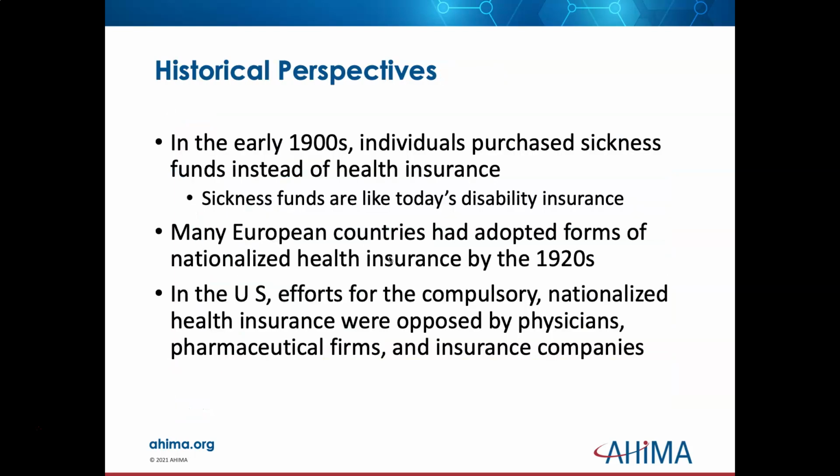Looking back at a historical perspective, your book goes through this in detail, so I'm just going to skim through here. But in the early 1900s, individuals purchased sick funds instead of health insurance. The sickness funds acted like today's disability insurance. You only used it if you became disabled. Many European countries had adopted forms of nationalized health insurance by the 1920s. In the U.S., efforts for the compulsory nationalized health insurance were opposed by physicians, pharmaceutical firms, and insurance companies. And even though the U.S. has tried many times since the 1920s to implement a nationalized health insurance or a nationalized health system, the opposition has been so strong that they've not been successful.